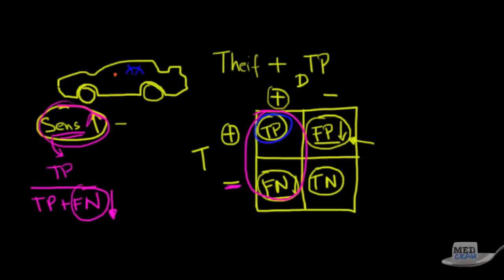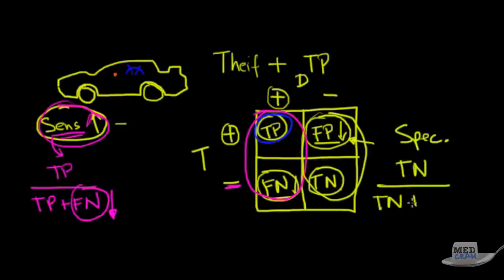On the flip side, specificity, which takes this column, is the true negatives divided by the true negatives plus the false positives. And clearly you can see there that if the specificity is very high, the false positive rate has to be very low. And so if something is very specific and it's positive, the chances of it being falsely positive are extremely low. We'll get into that more.